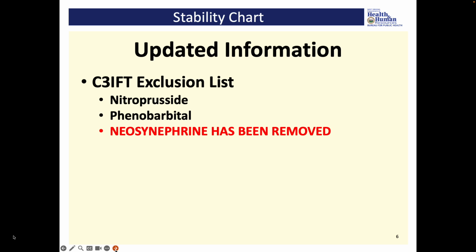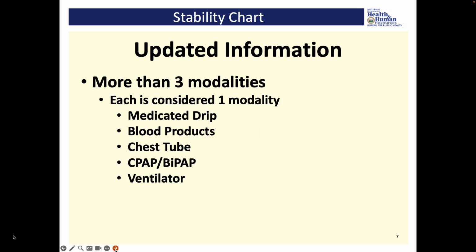On that C3 exclusion list, it is now only nitroprusside or phenobarbital. Neosynephrine has been removed, so the C3 provider can now transport neosynephrine. The modalities remain the same. If there are more than 3 of these, then it is CCT. Each one of these being considered one modality. So if they're on a medicated drip, each medicated drip is one modality.